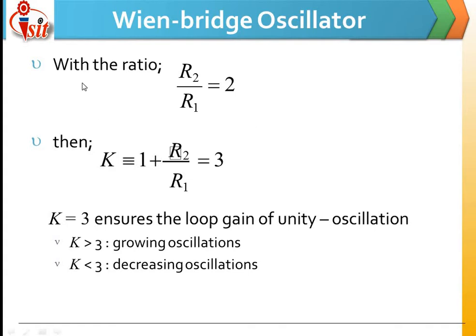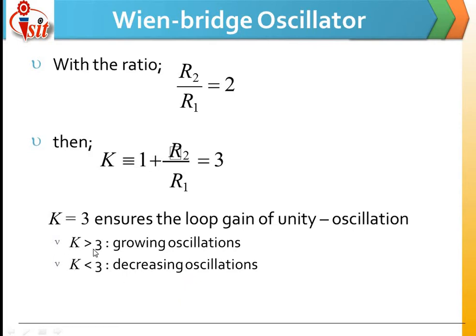Then K is approximately equal to 1 + R2/R1, which is equal to 3. That is how we get the value 3: R2/R1 must be equal to 2, and adding one to it gives 3. K equal to 3 ensures a loop gain of unity, giving sustained oscillations; if K is greater than 3, then growing oscillations, and if K is less than 3, then decreasing oscillations.